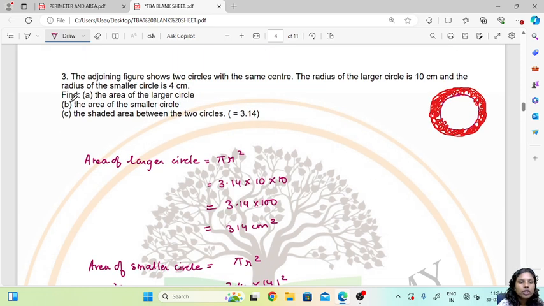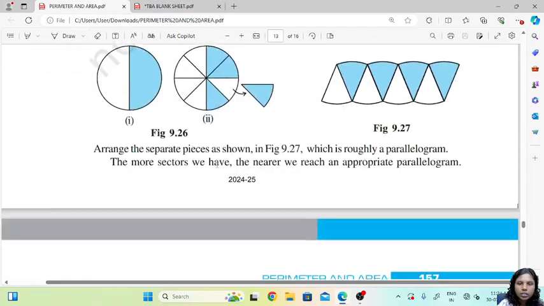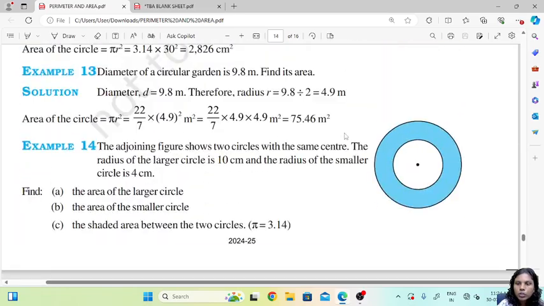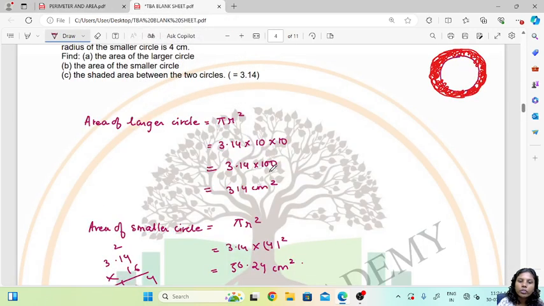Now, last question asks us the shaded area between the two circles. The diagram is this. So now we have to find this region over here, this blue region that is there is what we have to find. So now we have found area of the larger circle and area of the smaller circle, both we have found. So now we have to just subtract this. So we have 314 minus 50.24.